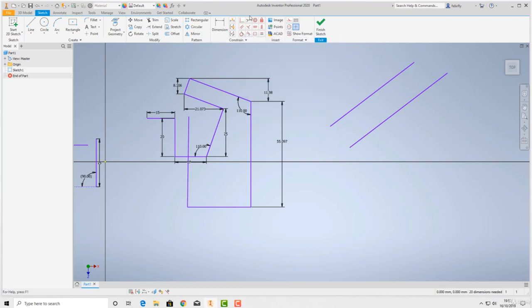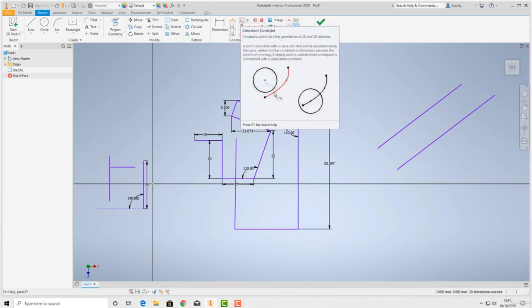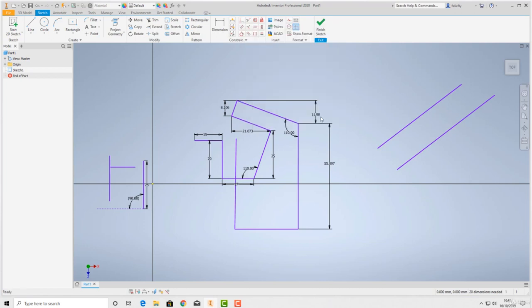So now hopefully you understand constraints a bit. It will still be a bit vague, I understand. Another thing that you just get used to by using it, but I'm going to go through them one by one. So, coincident constraint. So coincident just means it is on an object.